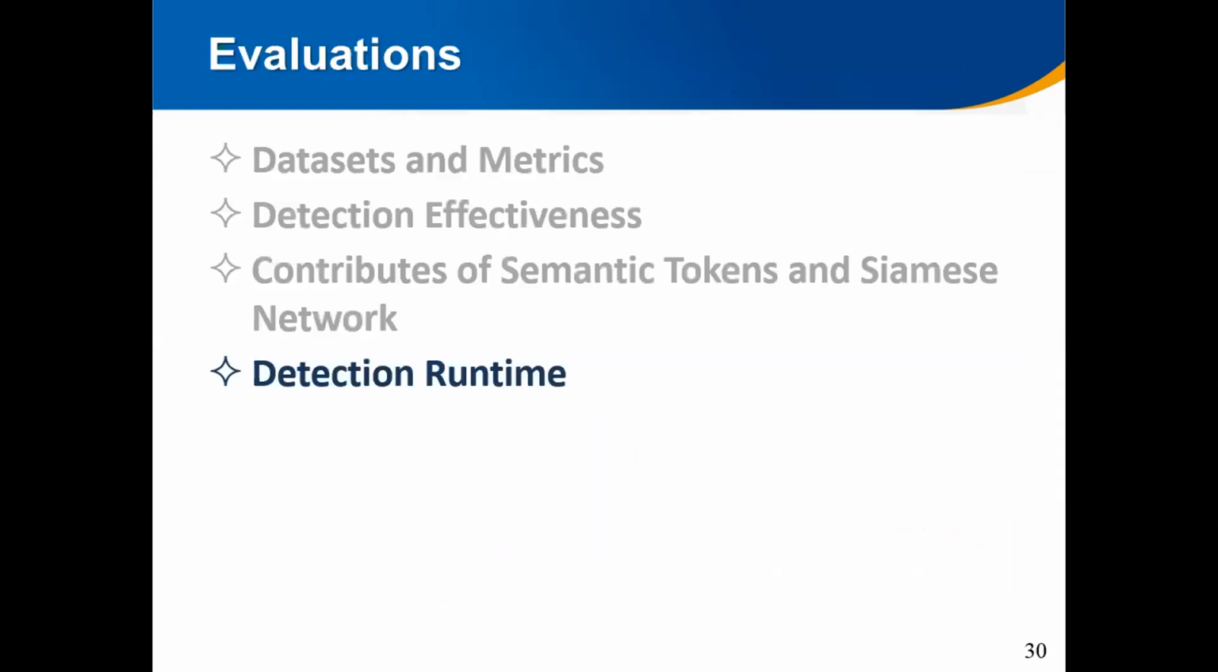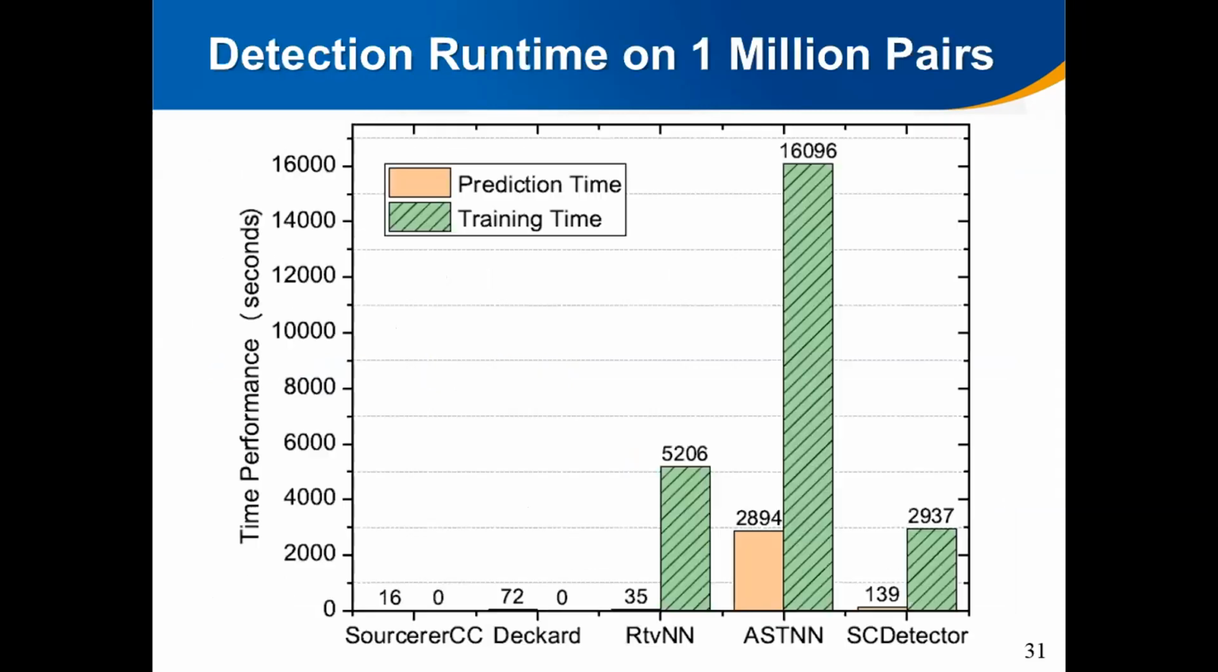Our final part focuses on the runtime performance of SCDetector and the comparative systems. In order to test the scalability of these code clone detectors, we randomly select 1 million code pairs from the Google CodeJam dataset as our test objects. We ran all tools on these randomly selected code pairs 3 times and report the average time. For deep learning-based methods, the complete procedure consists of model training and model testing.